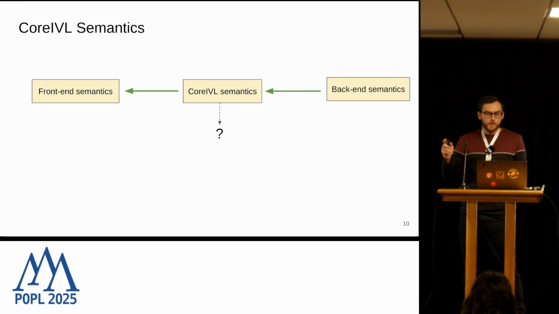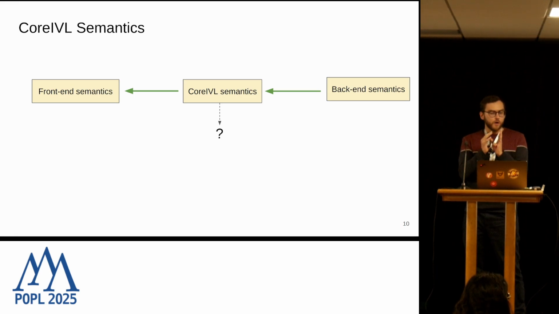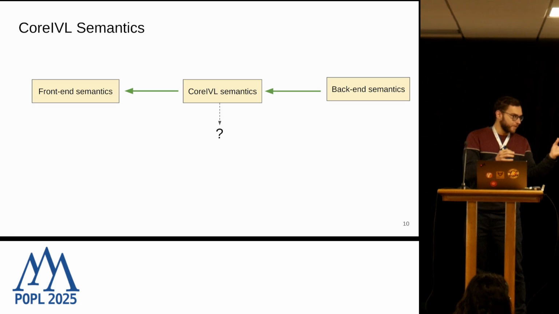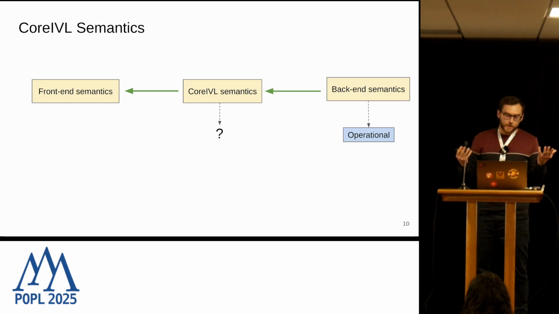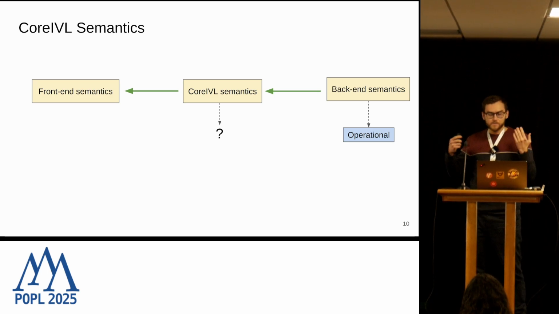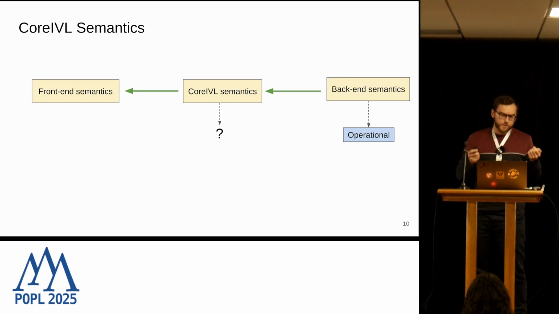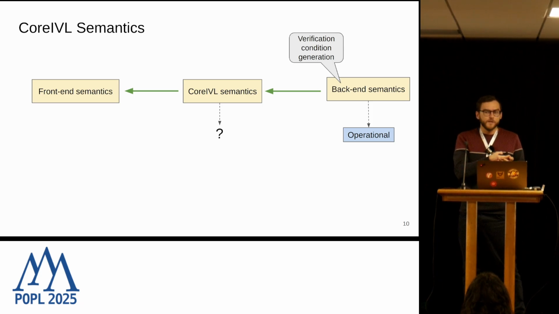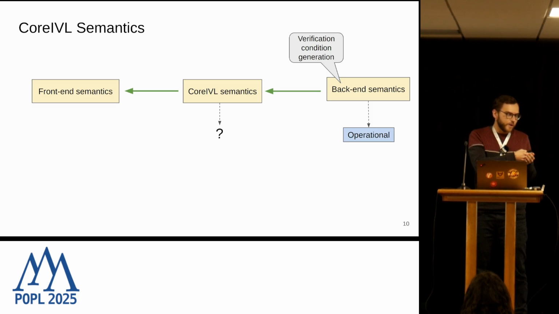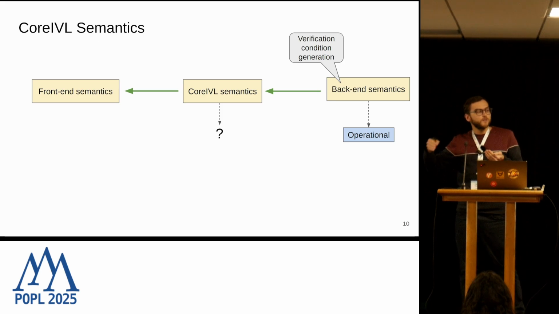And so now the question boils down to what kind of semantics we want to give core IVL. If we go back to our picture, core IVL sits in the middle between some front-end semantics and some back-end semantics. And the back-end verifiers typically have operational semantics. Why is that? If we look at the two types of back-end verifiers we've discussed, verification condition generation, there is an existing formalization of the verification condition generation backend for Viper that has an operational semantics because it connects to a Boogie program that also has an operational semantics.